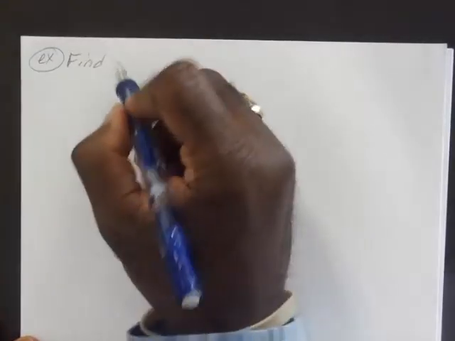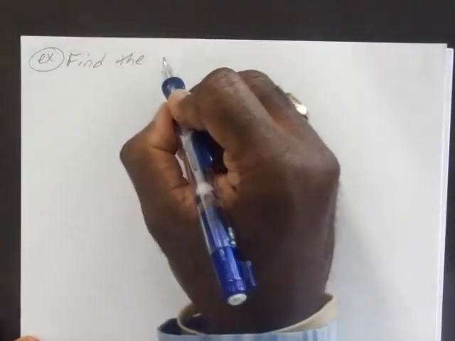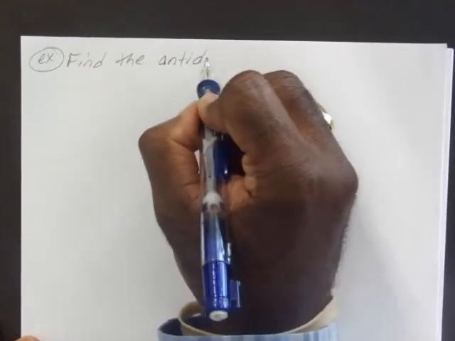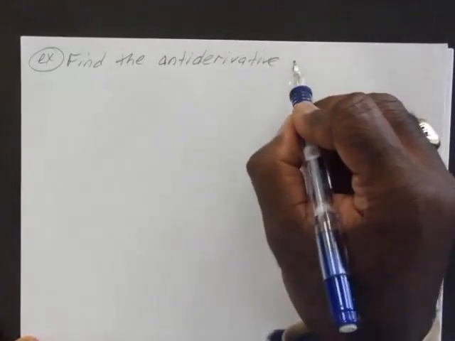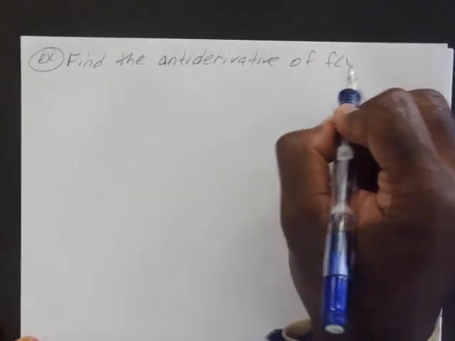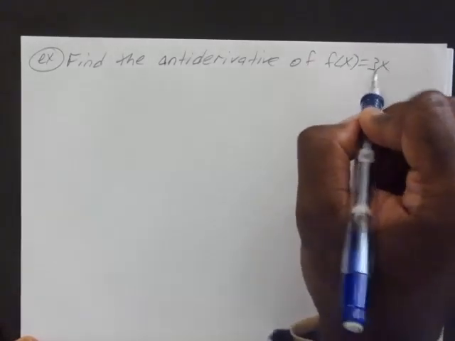All right. So let's say, for example, we wanted to find the antiderivative of f of x equals 3x.